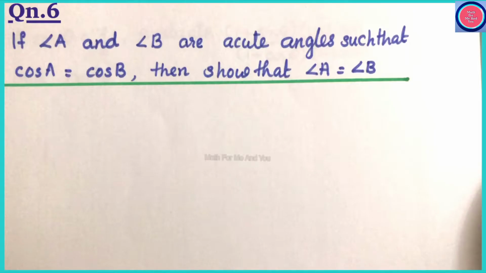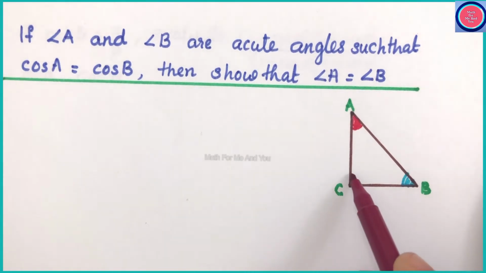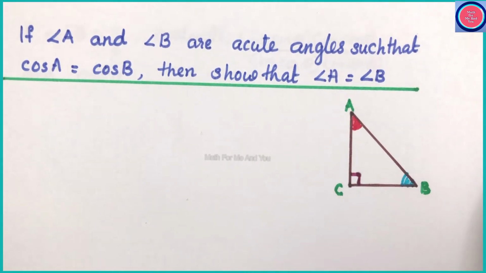Question number 6. If angle A and angle B are acute angles such that cos A equals cos B, then show that angle A equals angle B. Here also we have to draw a right angled triangle. So you can see here I have marked angle A and angle B as acute angles. Then angle C is the angle which is right angle. And we can mark C as 90-degree angle.